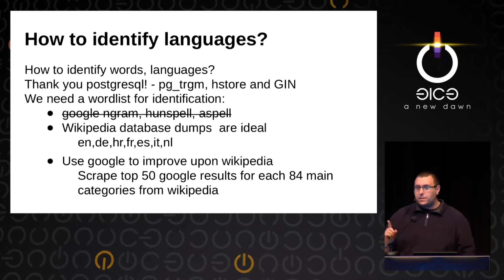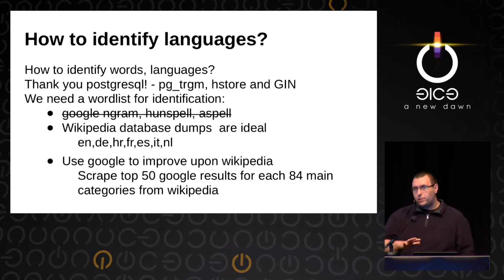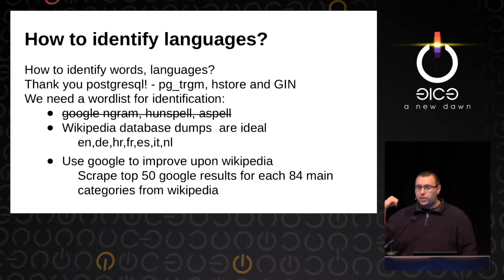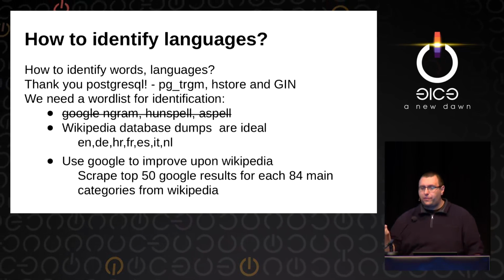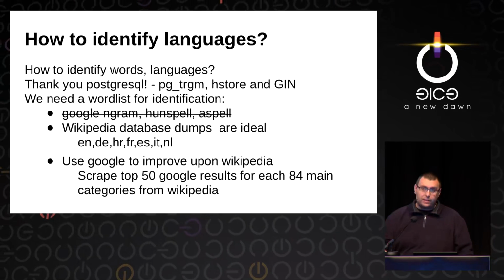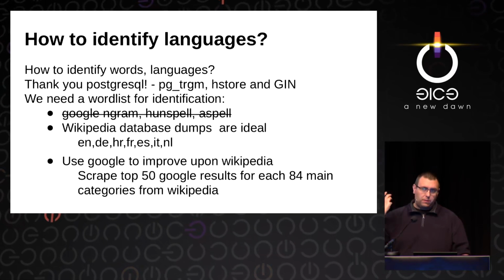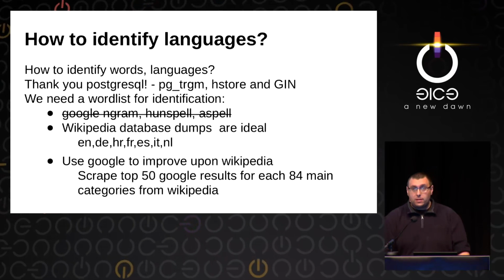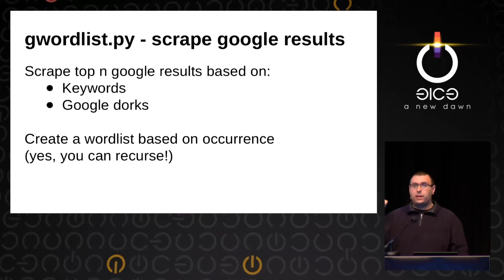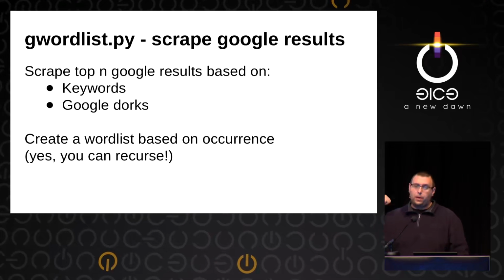The first part is the machine learning part, which I did, was based on these dictionaries: English, German, Croatian, French, Spanish, Italian, and Dutch. So the rules are derived by those main classes. The scraping you can do with the Gwordlist tool that is enabled. You can use Google Docs.